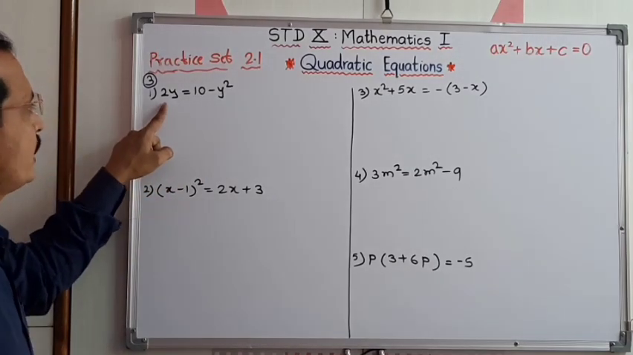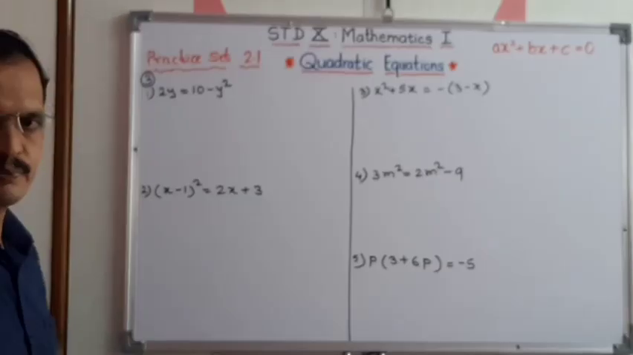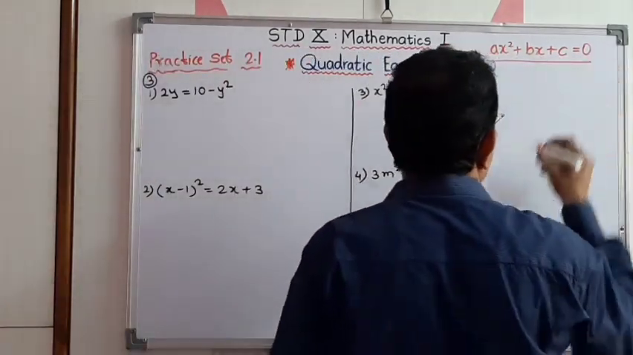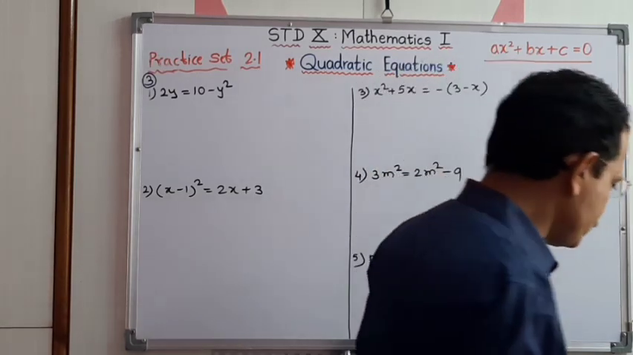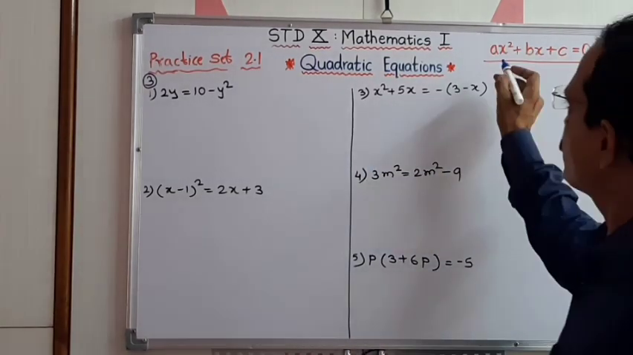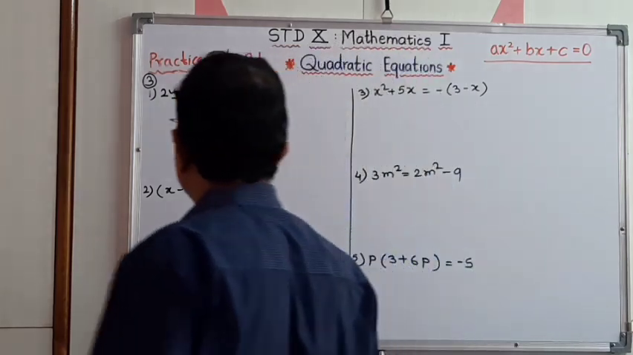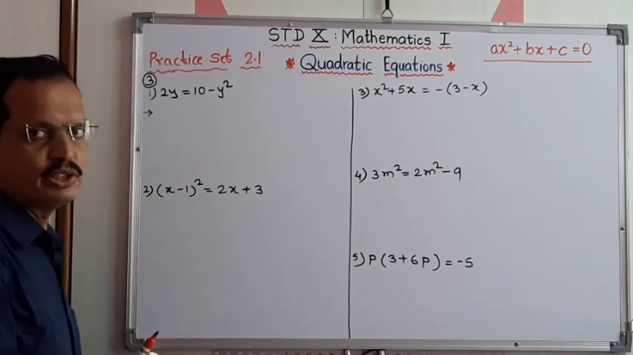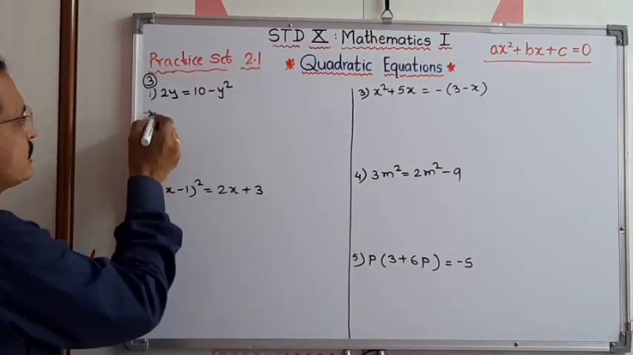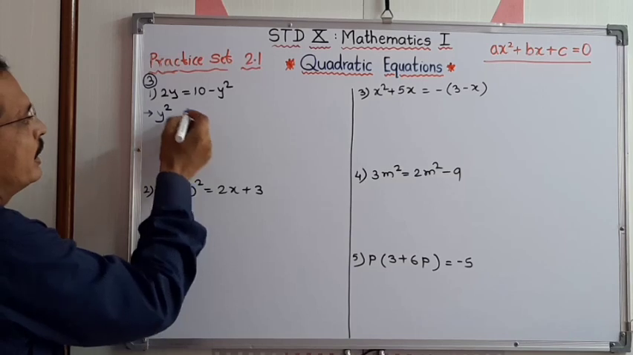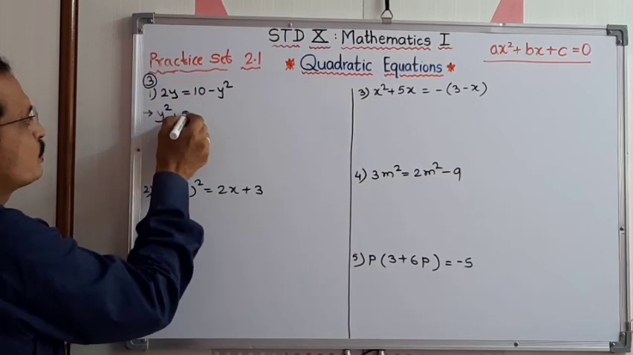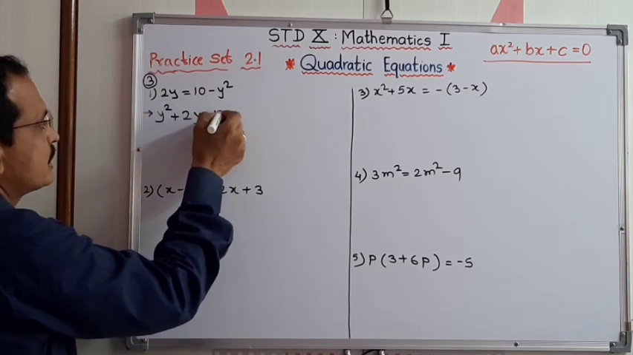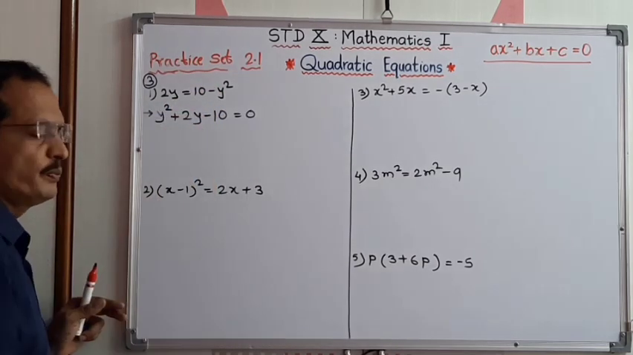Now say 2y plus 10 minus y square. As you know, our standard form is ax square plus bx plus c equal to 0. First of all, we have to write the quadratic term. Here, which is the quadratic term? It is minus y square, which is on the right hand side, so we have to take it on this side, therefore it becomes y square. Then the middle term, plus 2y, and the constant term is also on that side, therefore we have to take it on this side, minus 10 equal to 0.